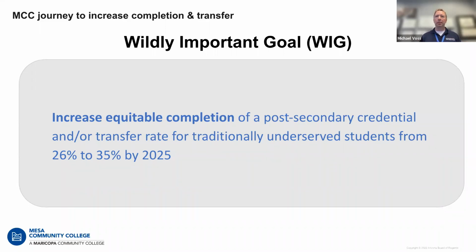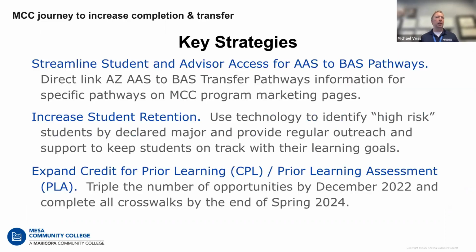So here at Mesa Community College, over half our students' parents never went to college, right? And so we're not surprised the completion rate is low, and we're shifting our focus to be laser focused on completion. Okay. So one way we can increase completion is streamlining, making it easier for students to understand and know about the AAS to BAS transfers. That is a big thing for us.